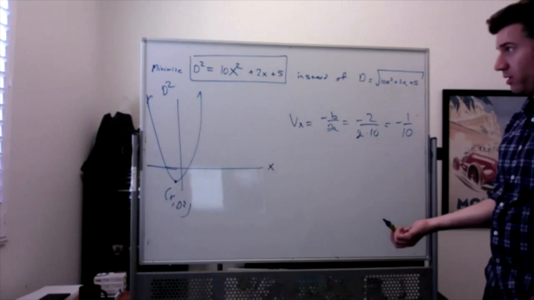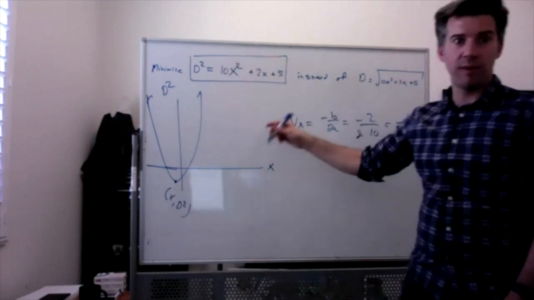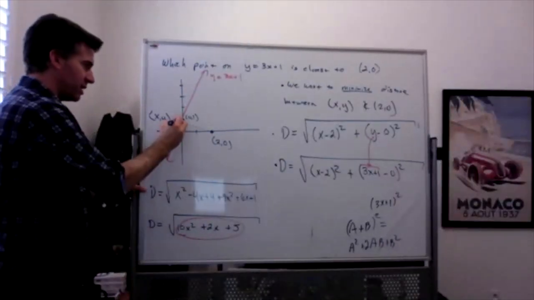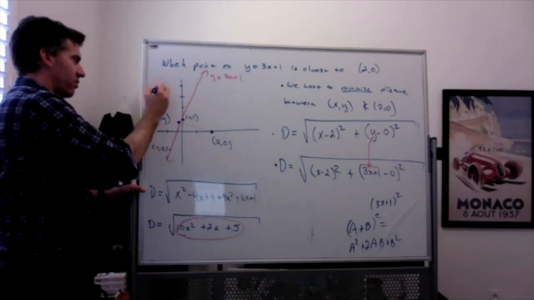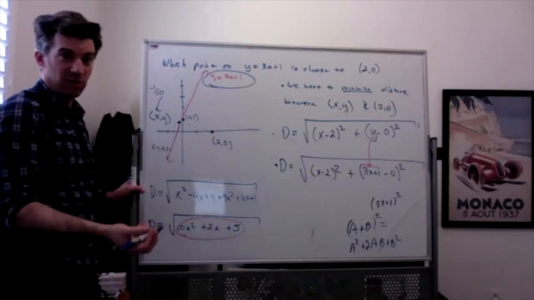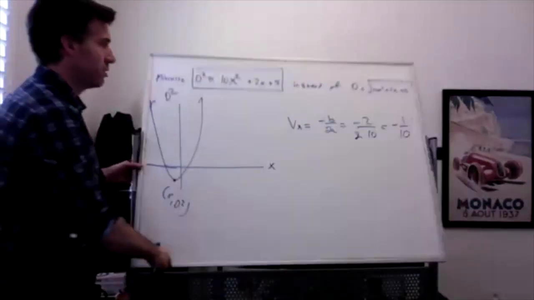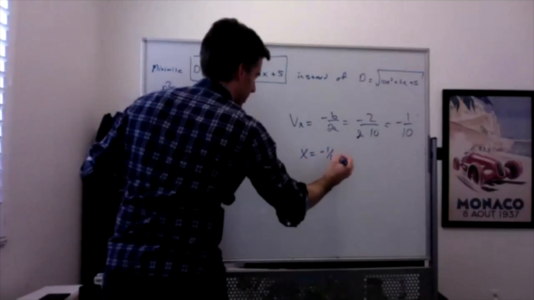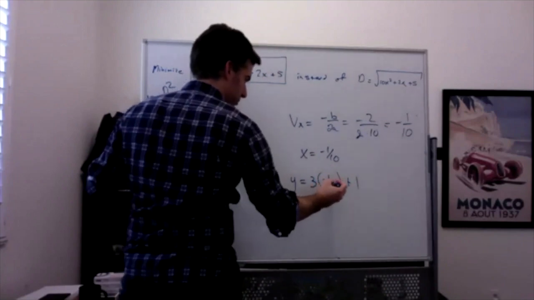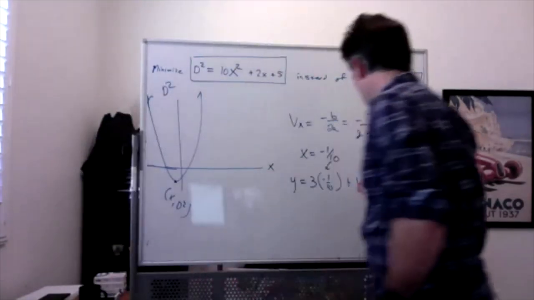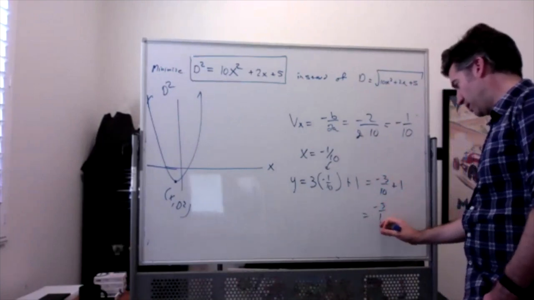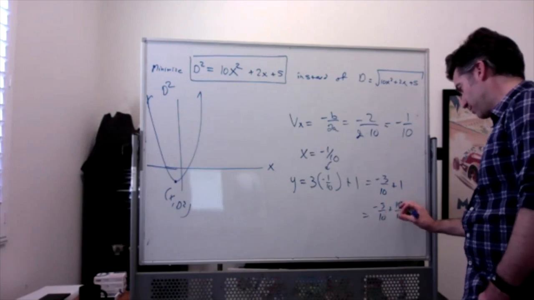And then we can find the y coordinate. Not by using this, but by going back to our picture here and saying, okay, I'm looking for this point. x is negative 1/10. And we know that we're on this line, so y equals 3x plus 1. So x is negative 1/10. y is going to be 3 times x plus 1. So that's going to be negative 3/10 plus 1, which is negative 3/10 plus 10/10, which is 7/10.